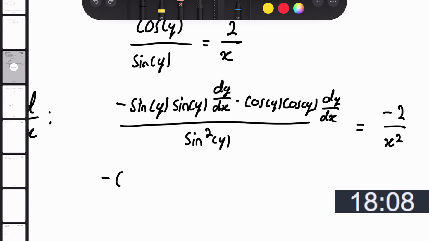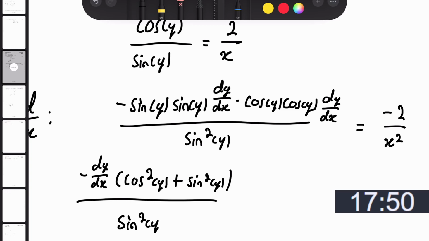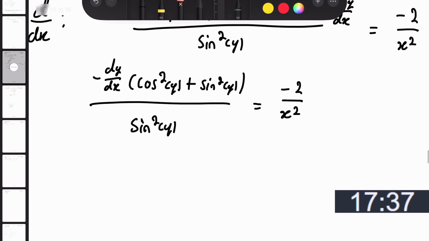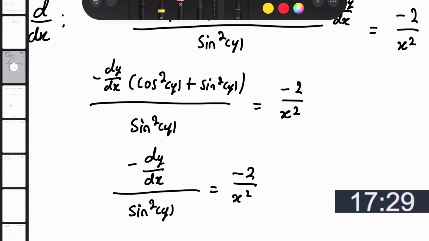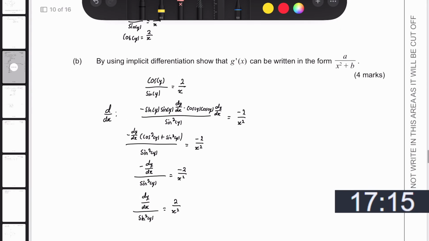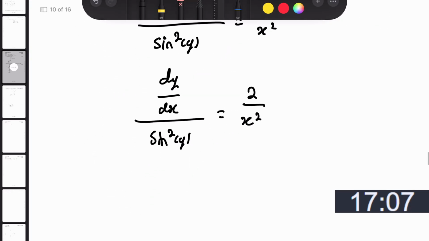Now this is going to be negative cosine squared of y plus sine squared of y, negative dy dx, all over sine squared of y, negative 2x squared. So negative dy dx all over sine squared of y is equal to negative 2 on x squared, take away the negative, so equal to 2 on x squared. I feel like we're so close. And sine squared, 2 sine squared of y.